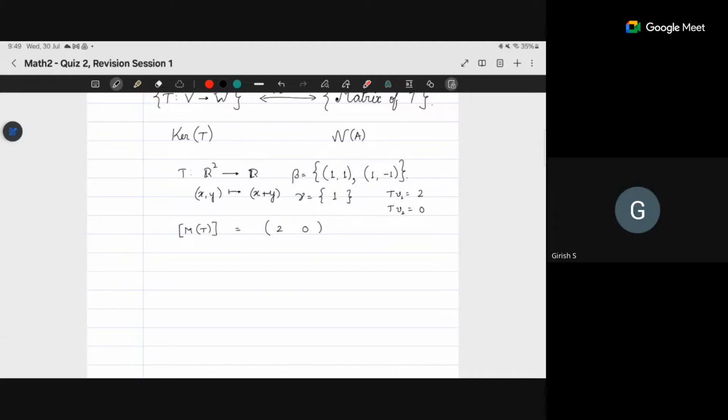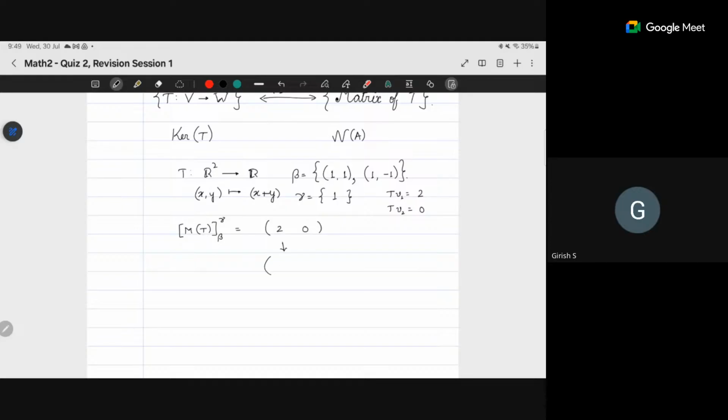This might be a stupid example, but let's just go through with it. We'll take some R2 to R2 or R3 to R3 later and see. Now this is the matrix with respect to beta and gamma. What is the null space of this? How do I compute the null space of this?